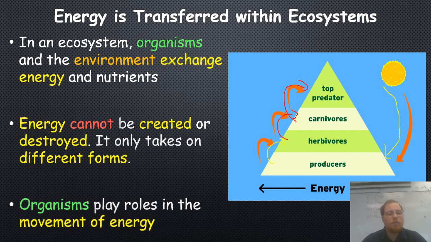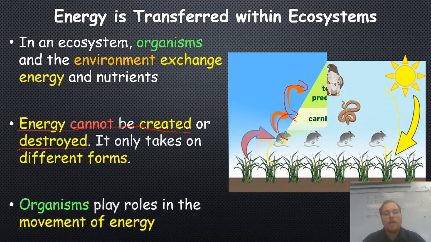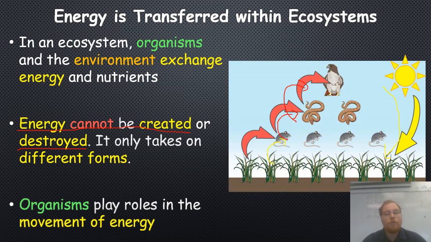Now, this is really important to understand because energy cannot be created or destroyed. It only takes different forms. It doesn't just go in the air. It always goes into something else. So organisms help this energy move through the ecosystem. In this example, you have the sun feeding into the producers, which are eaten by the primary, and then the secondary, and then the tertiary consumers at the top.